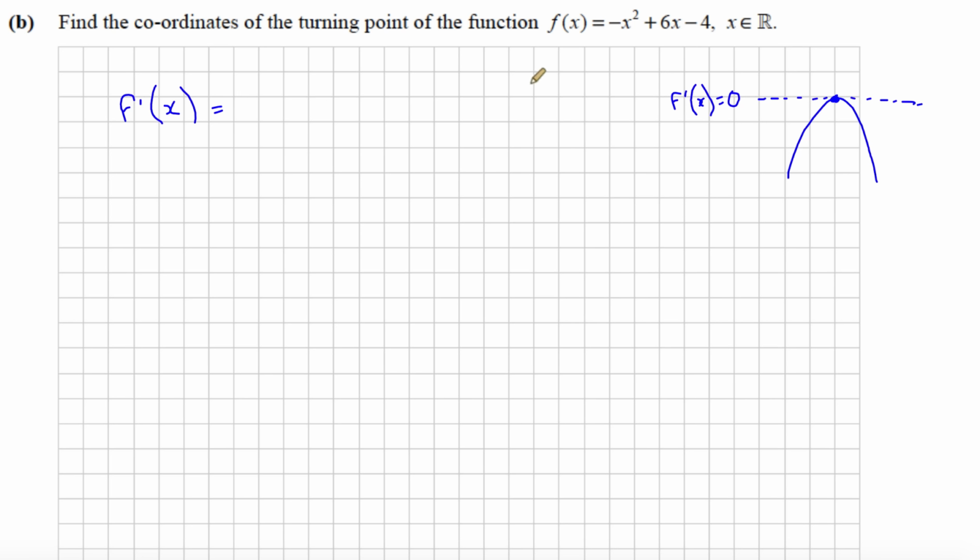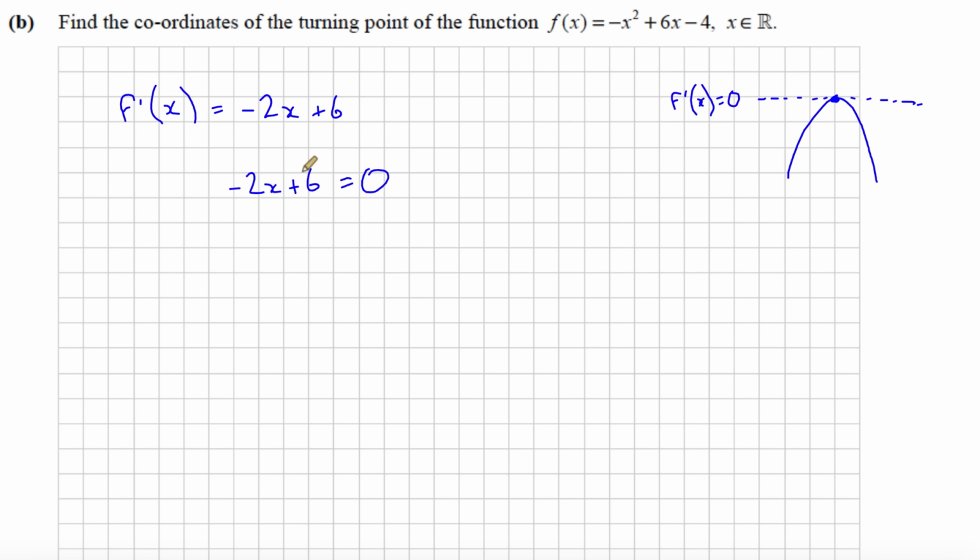So we'll apply our differentiation rule, f dash x, we bring the power to the front, that becomes minus 2x for the first term, and the derivative of 6x is just positive 6. So that's the f dash x, or the slope of the tangent to the curve at any point, but we want to know at the maximum point, we know that's equal to 0. So we're going to let that be equal to 0, minus 2x plus 6 is equal to 0. We're going to solve this.